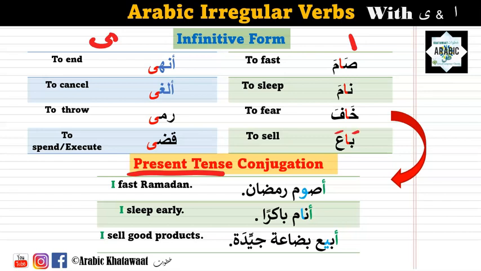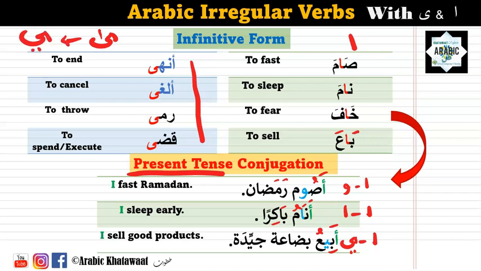So we would say, I fast Ramadan, asumu. Here we have the alif became waw, and then anamu. So asumu Ramadan, anamu bakiran. I sleep early. So the alif didn't change. And then we have, I sell good products. أبيع بضاعة جيدة. أبيع. And then here we have the alif change to become ya. Let's look at this set now, where we have alif maqsura, which is not a ya, but when it changes, it becomes an actual ya, which is pronounced as a long vowel, pulling the sound before it.